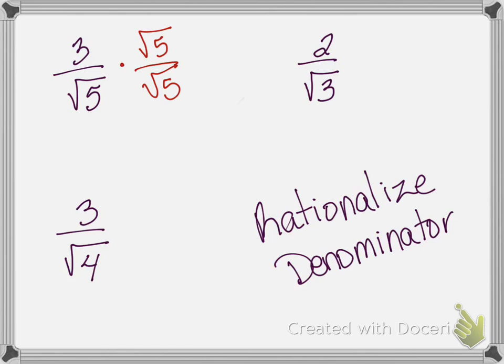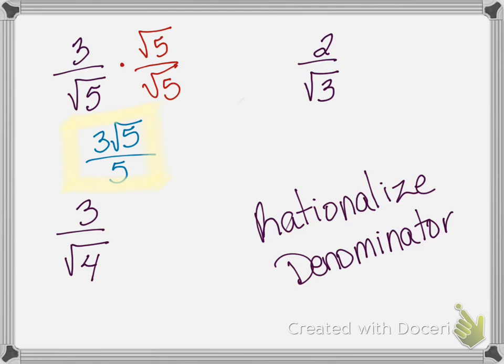So in the numerator, when I have 3 times the square root of 5, I would write that as 3 square root of 5. When I multiply the square root of 5 times the square root of 5, I get the square root of 25. And the square root of 25 is 5. So now our final answer right here is 3 square root of 5 over 5.